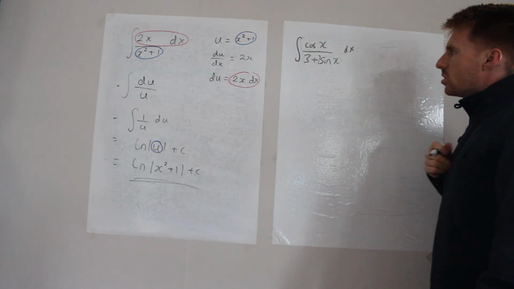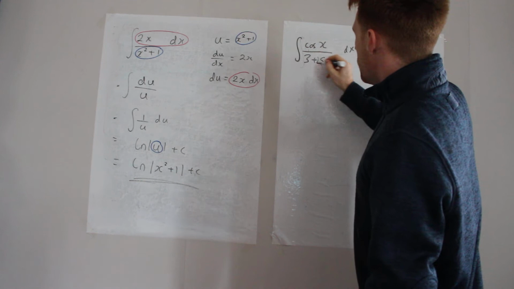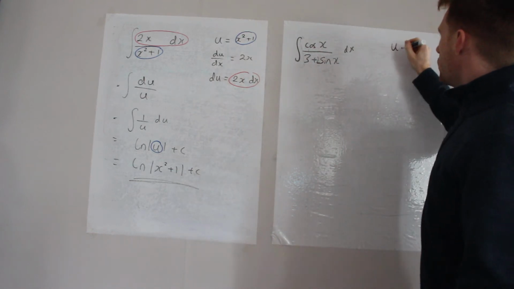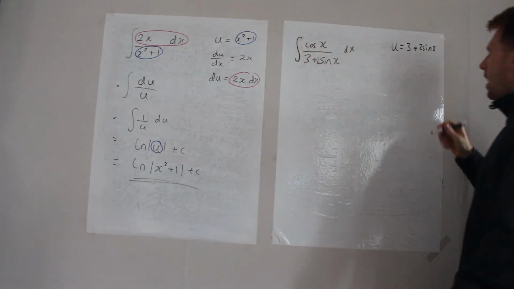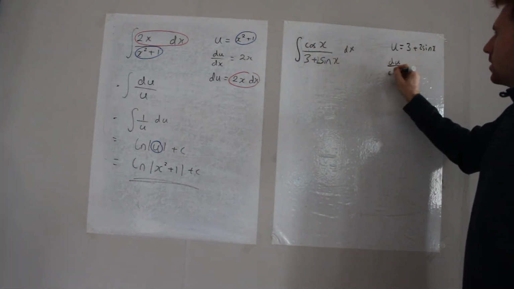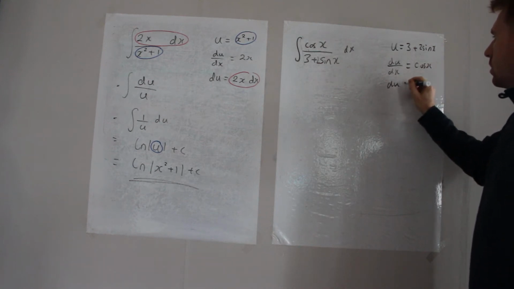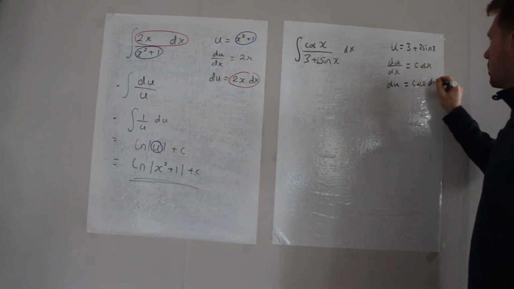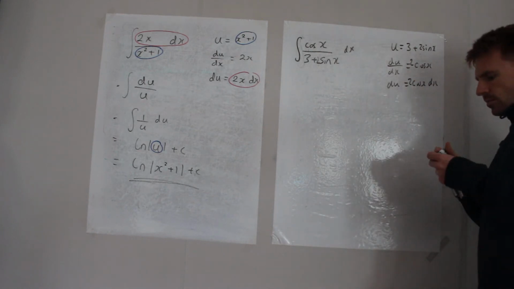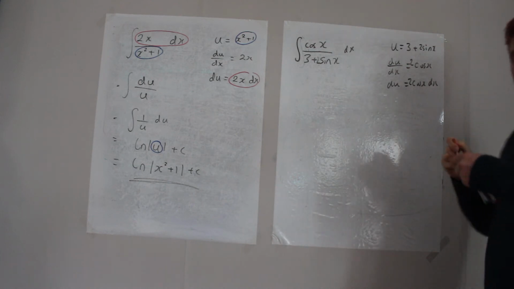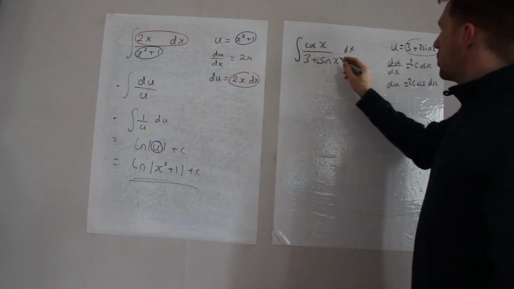Again, look at something where you can differentiate one and get the other bit. Now in this case, what I could say is, well, if I set u is equal to 3 plus 2 sine x, I can differentiate, du by dx, and I get 2 cos x, meaning that du on its own would be 2 cos x dx. So this gives me a logical thing to do my substitution with. I could say u is equal to 3 plus 2 sine x.